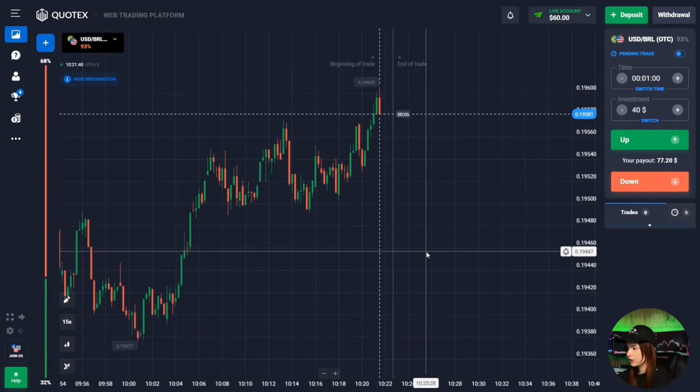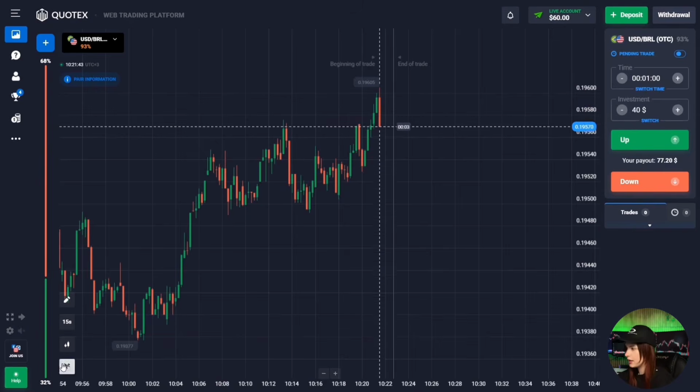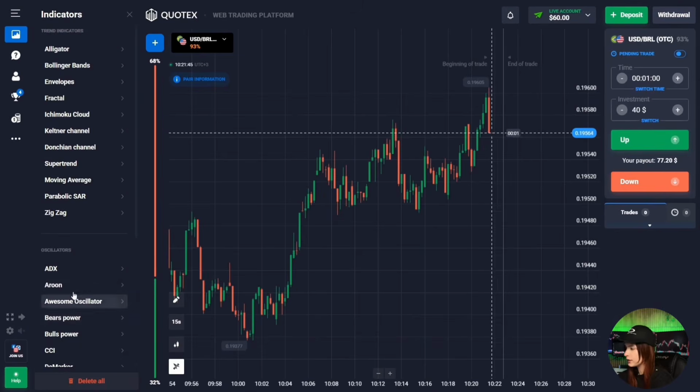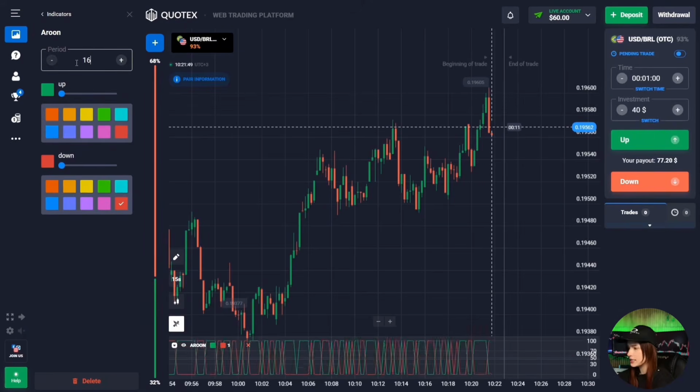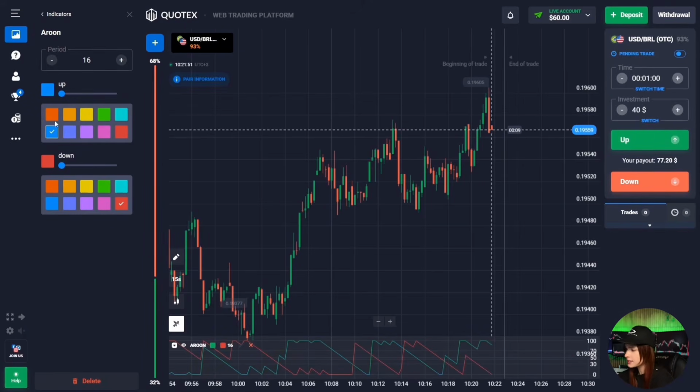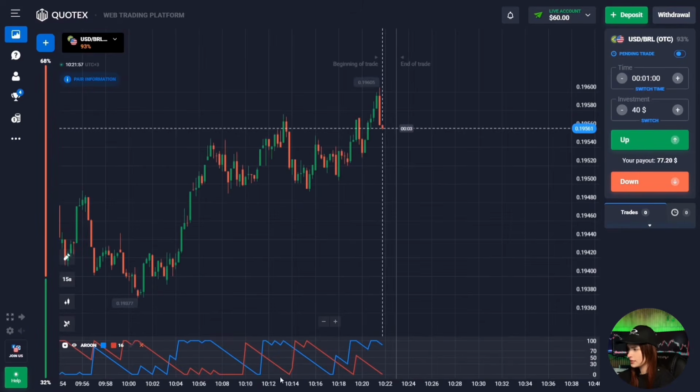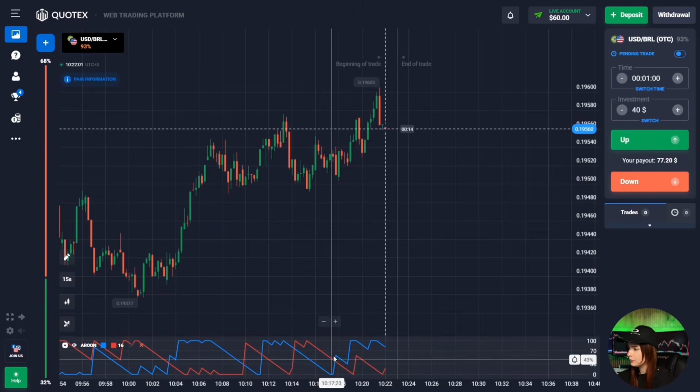So guys, to do this, I go to the Tools tab at the bottom left of the screen and select the Aroon Indicator. I immediately adjust its settings since it works most effectively with these parameters, and I also change the color and thickness of the moving lines for better visibility. As you can see, the indicator has appeared at the bottom of the screen.